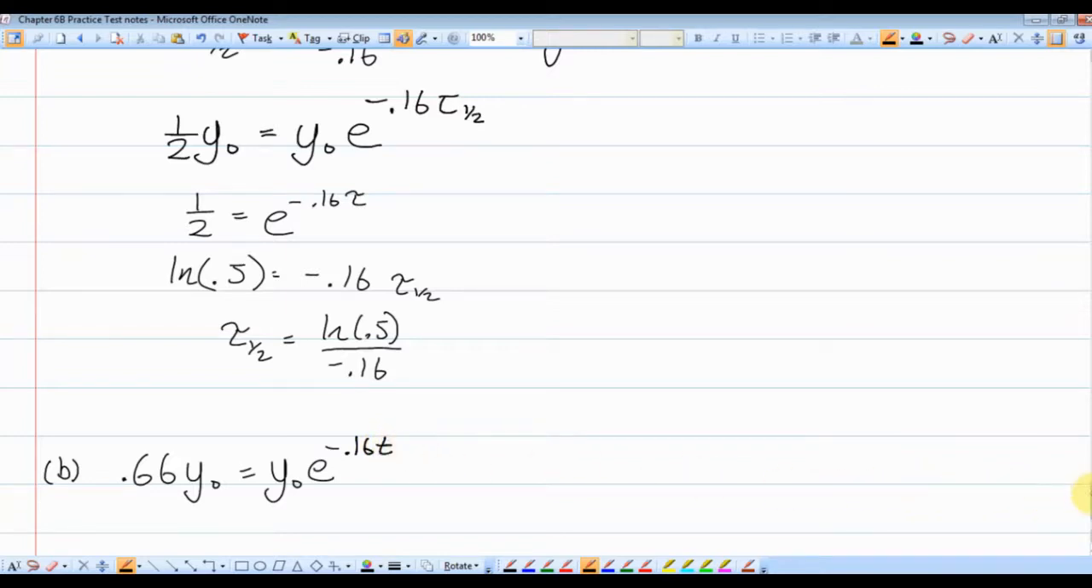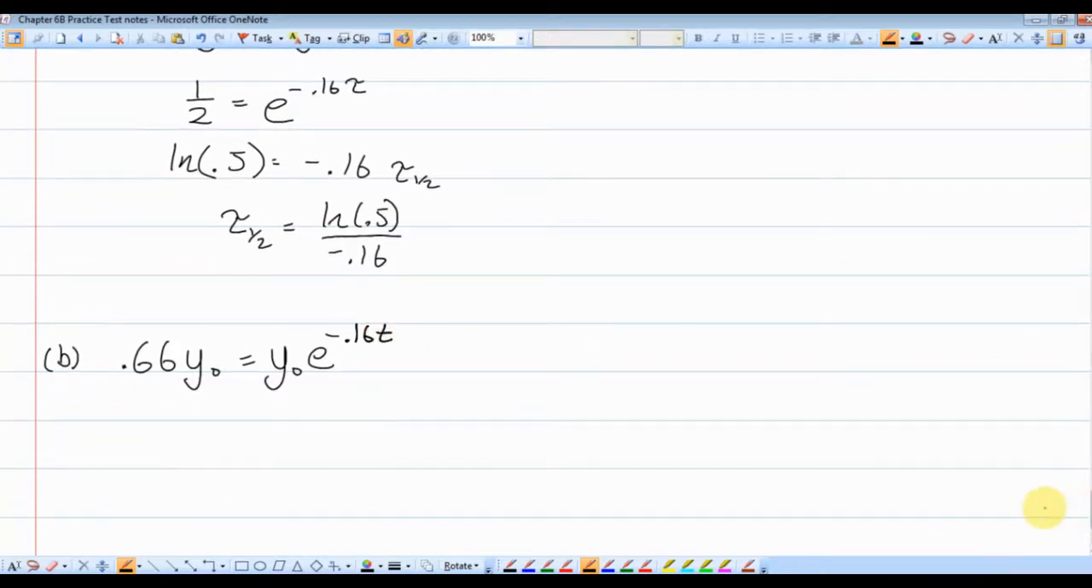Okay. So 66%, that means 0.66 y naught is the amount. 0.66 y naught equals y naught e to the negative 0.16 t. Let's just go ahead and look into the future a little bit. That's going to be the natural log of 0.66 equals e to the negative 0.16 t.